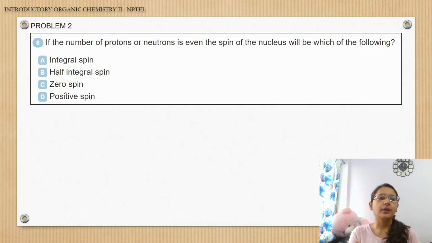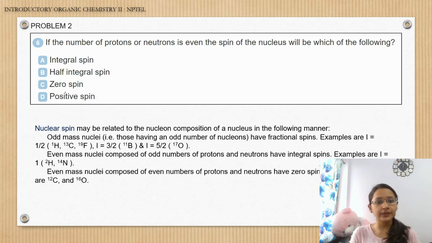Coming to problem 2: if the number of protons or neutrons is even, the spin of the nucleus will be. The options are integral spin, half integral spin, zero, or positive spin. First we need to think about what a nuclear spin is. Nuclear spin is related to the nucleon composition, that is, the number of protons and neutrons present in a nucleus.